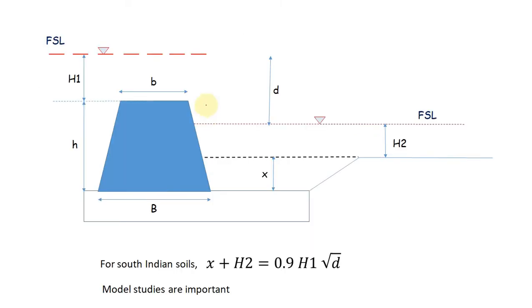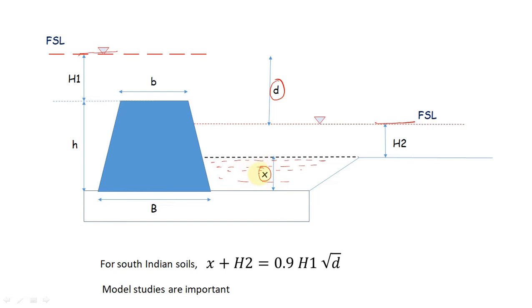Next, fixing the depth of cushion. Here the water is falling from a certain height. So there is some drop between the full supply level on the upstream side and the full supply level on the downstream side, so water is falling with some energy. To dissipate this energy in a shorter distance, we provide some depth of water cushion on the downstream side. The depth of it is x.